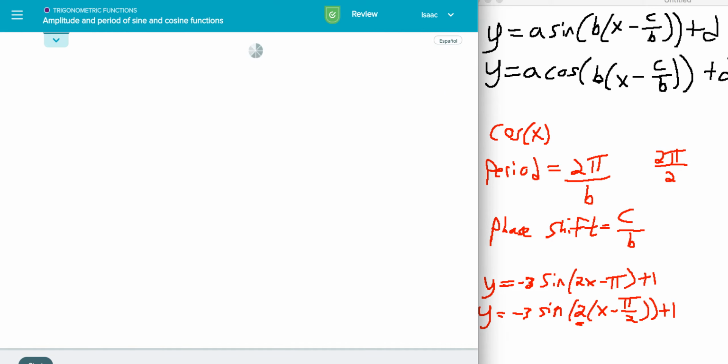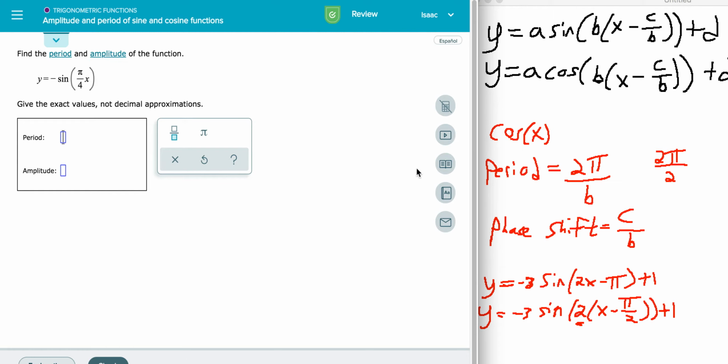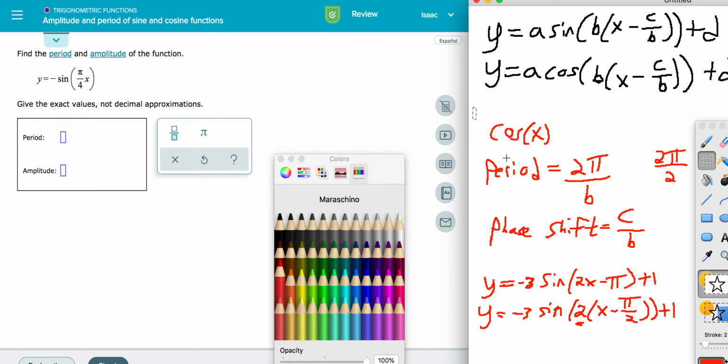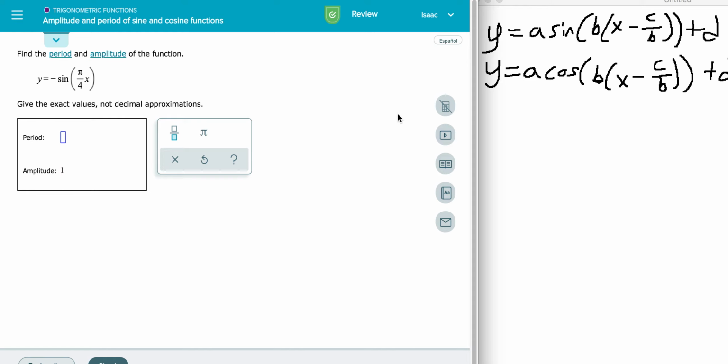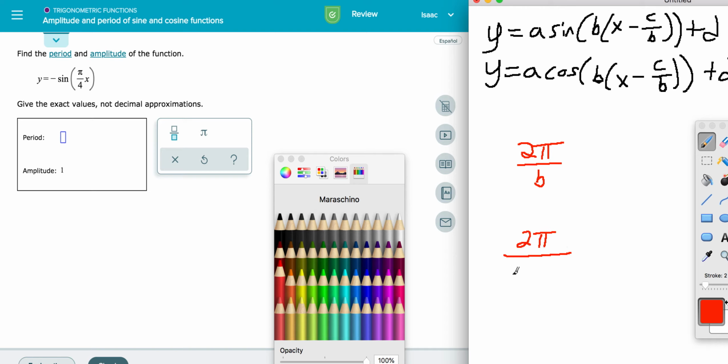Let's see what the next one is. Same type of thing for this one. So real quick. Now there's a 1 in front here, okay? So the amplitude is 1. And b, the number that's multiplying x, is pi over 4. So the period is always 2 pi divided by b. So in this case, it's 2 pi divided by pi over 4. So that's the same thing as saying 2 pi times 4 over pi, right? Because if you're dividing a fraction, you can evaluate that by flipping and multiplying the fraction.